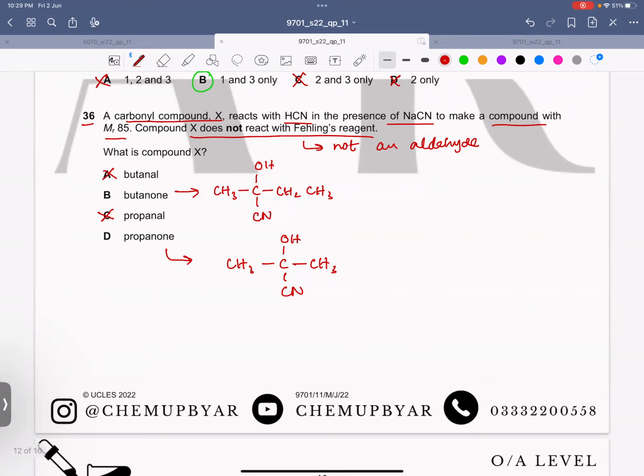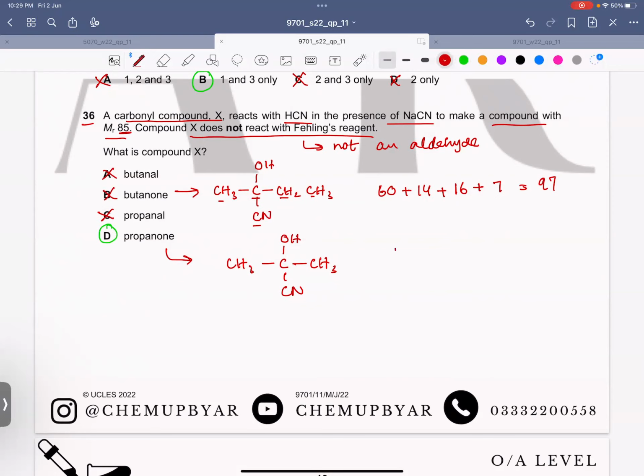Here they have given us the MR. So in this case, 1, 2, 3, 4, 5 carbons. So 12 times 5 gives me 60. 1 nitrogen, 1 oxygen, and 3, 4, 5, 6, 7 hydrogens. So 60, 14, and 16 gives you 30. 30 and 60, 90, and 97. So B is incorrect.